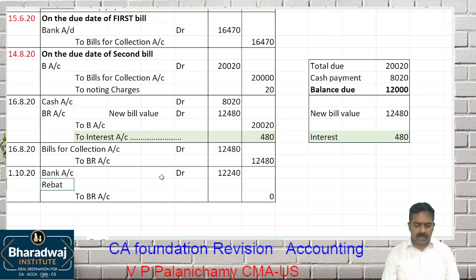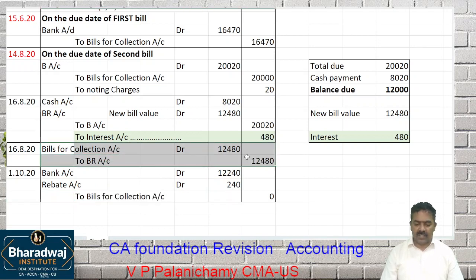We are giving rebate. Rebate account debtor, 240, to bills for collection account. Don't put bills receivable account. The bill has been already sent for collection.